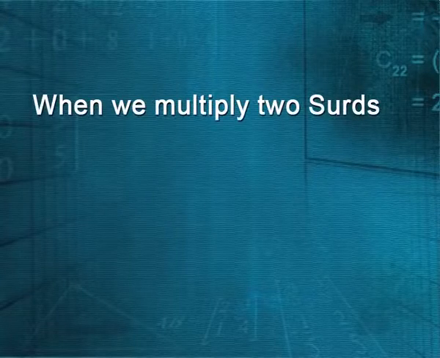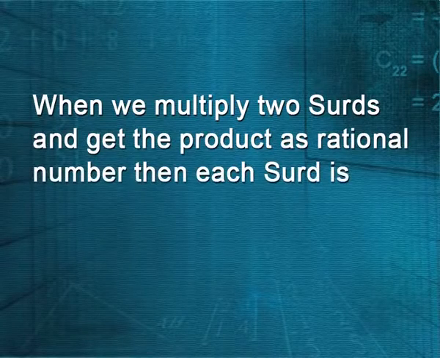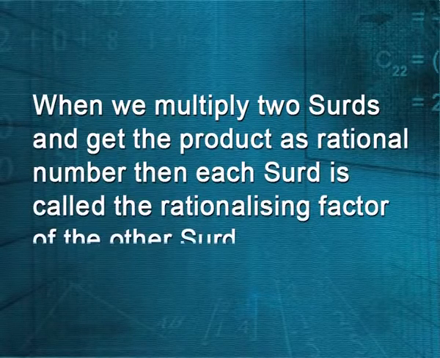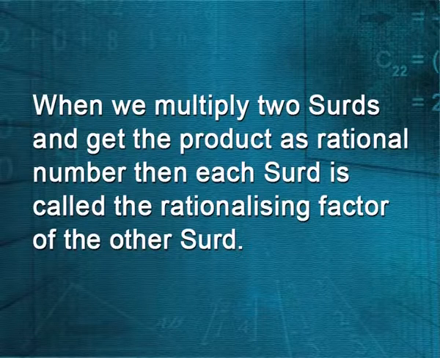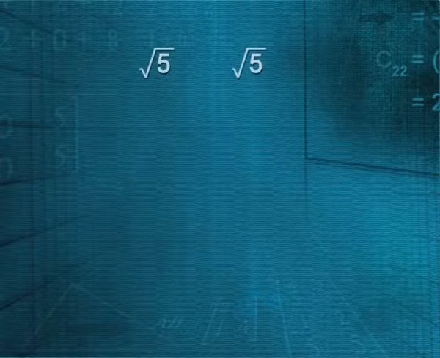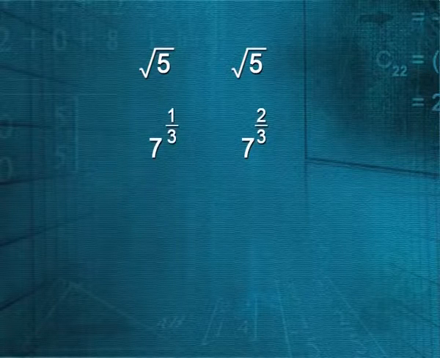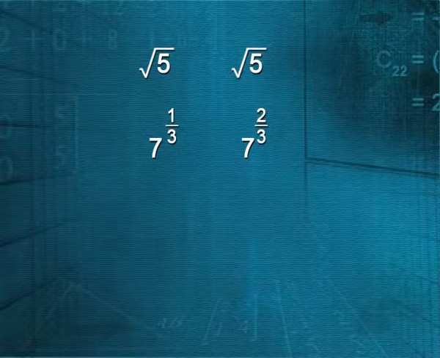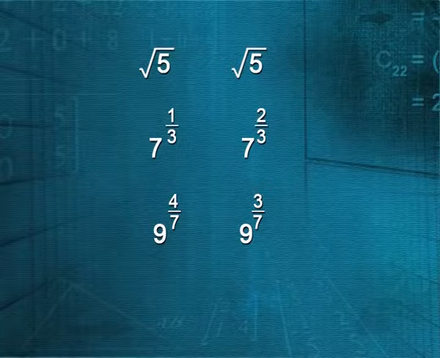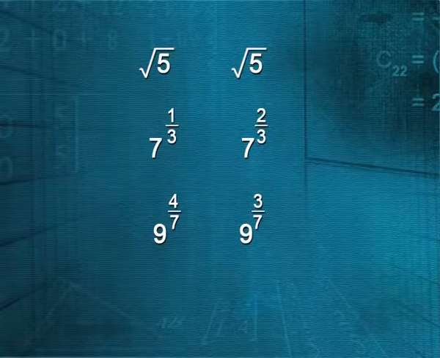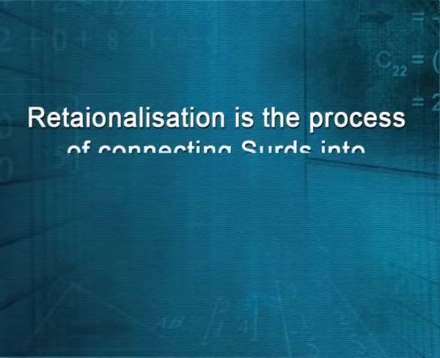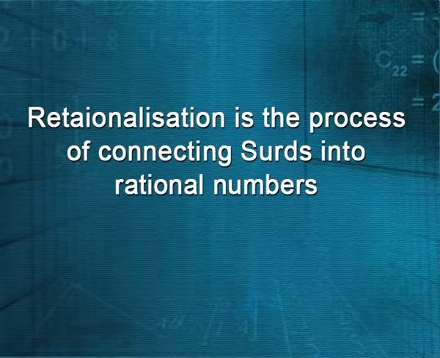When we multiply two surds and get the product as a rational number, then each surd is called the rationalizing factor of the other surd. In this case, under root 5 is a rationalizing factor of under root 5. 7 raised to power 1 by 3 is a rationalizing factor of 7 raised to power 2 by 3, and 9 raised to power 4 by 7 is the rationalizing factor of 9 raised to power 3 by 7, and vice versa also. So you can say that rationalization is the process of converting surds into rational numbers.